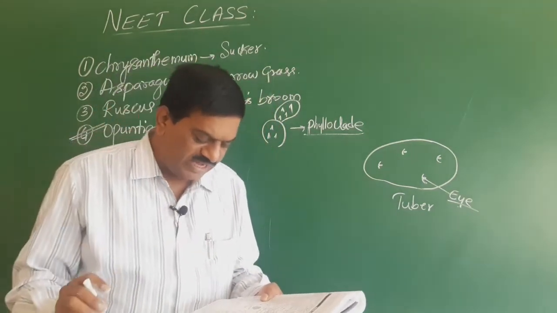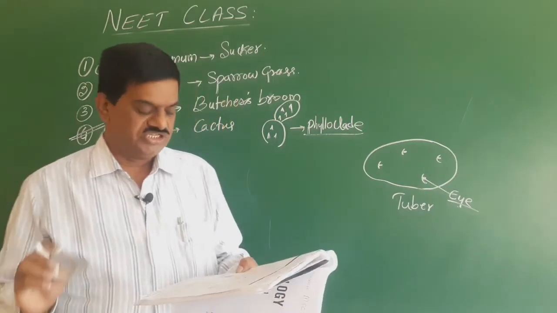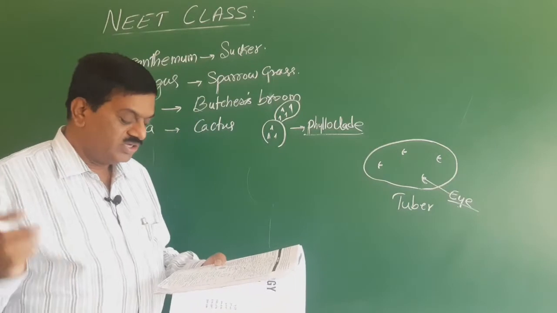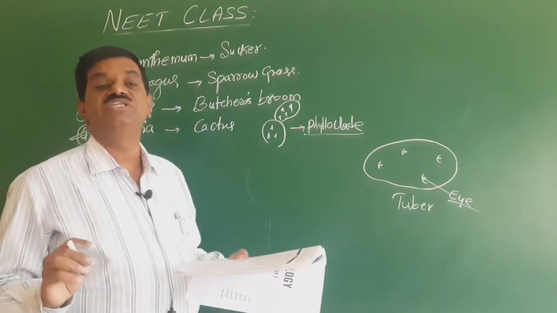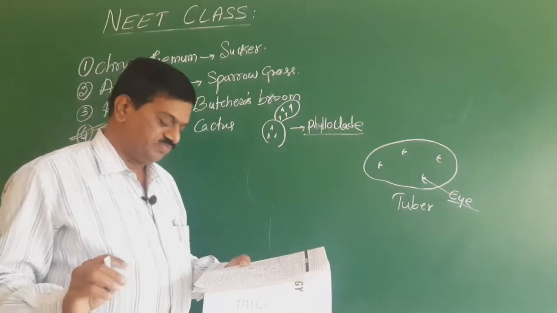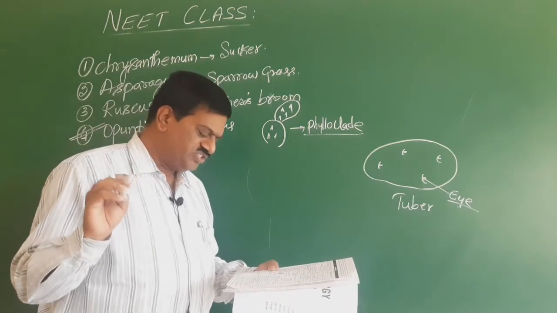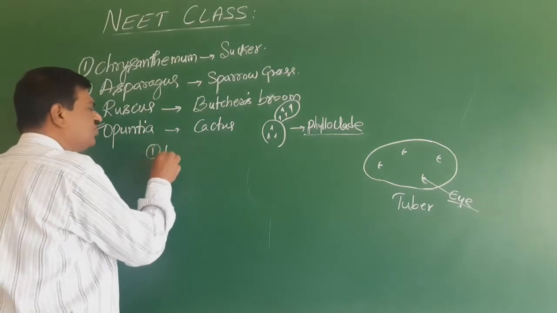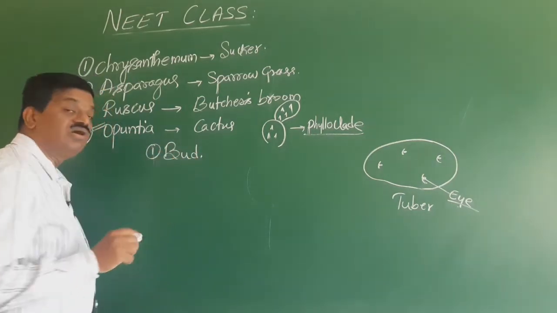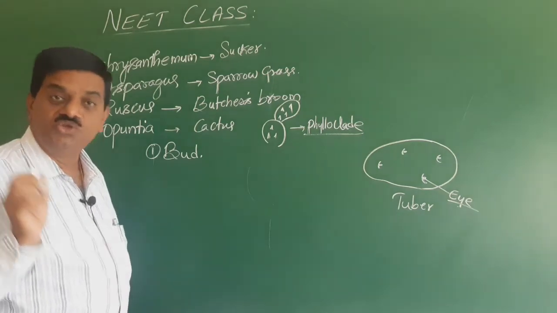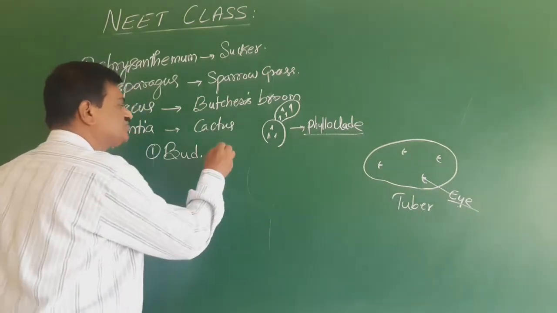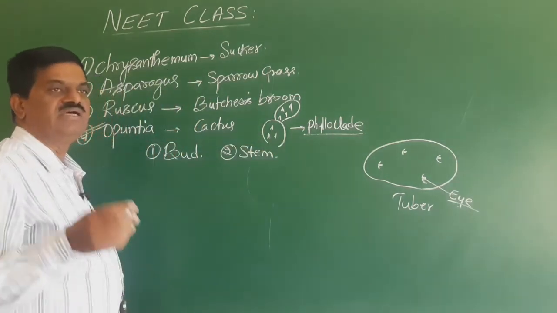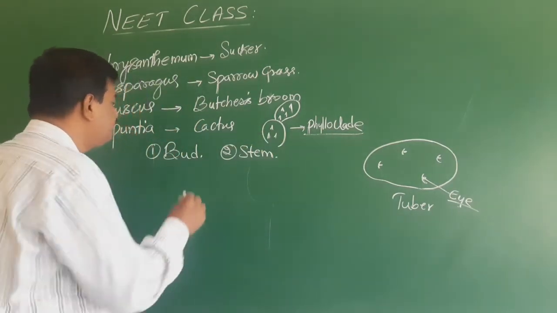Ginger multiplies vegetatively by, or the edible part of a ginger is. The word edible means which can be eaten. The edible part of a ginger is. The first one is bud. This is not the answer because the buds are axillary buds present at the nodal region. So it is not the answer. The second one is stem, which is an underground stem part. But still this is not the answer.